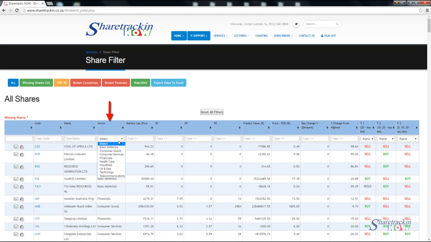In the sector you've got this drop down list, and it starts off with basic materials, consumer goods, consumer services, financials, healthcare, and so forth. Each client will have their own preferences for what they want to invest in. One recommendation when filtering through this list is to bear in mind where things are moving in the future. We know that technology is big. We know that healthcare is also big.